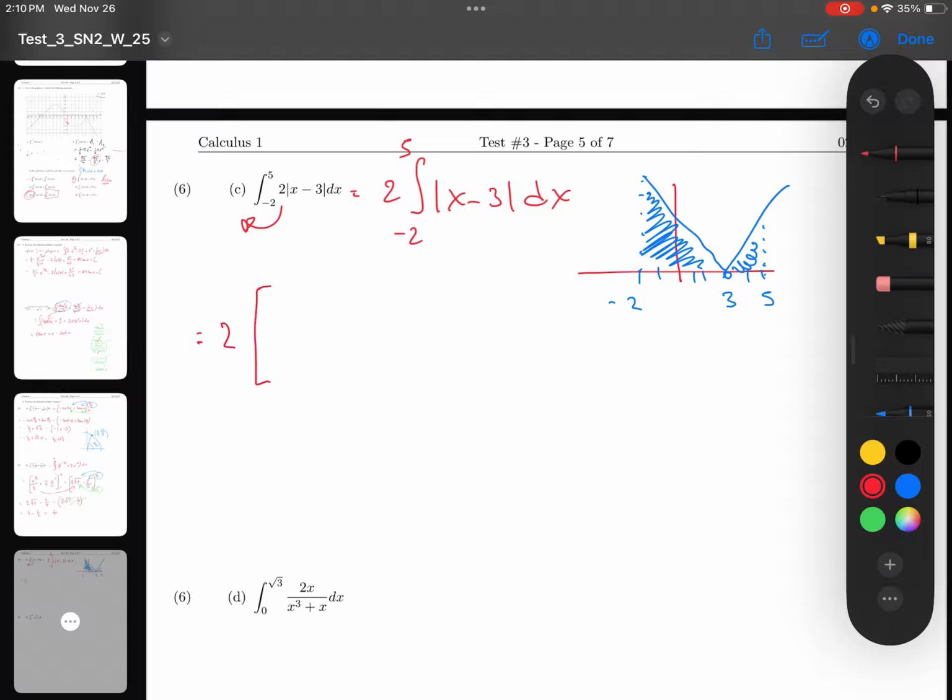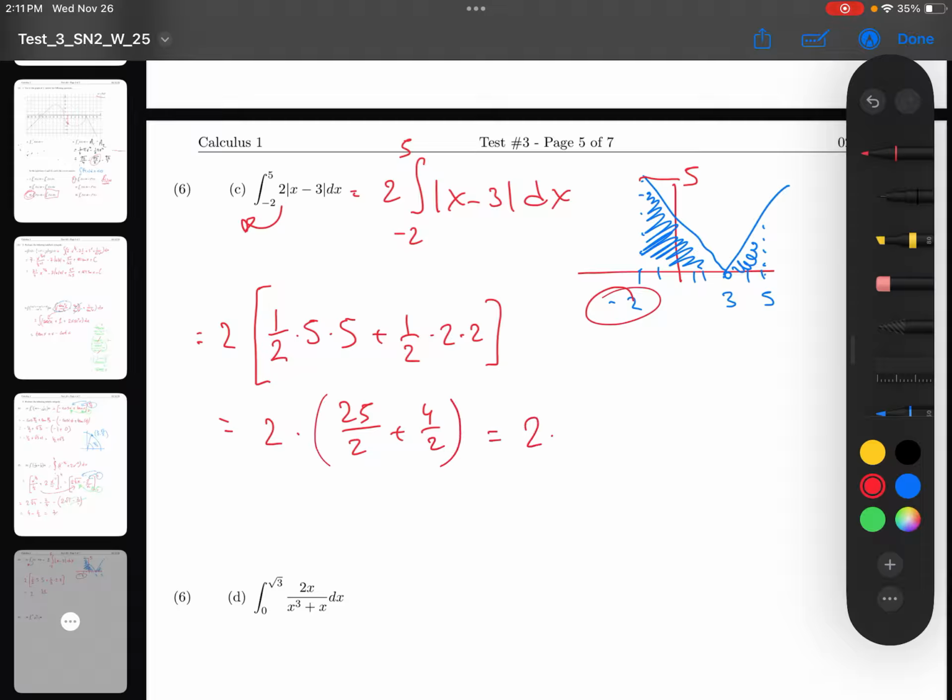So that's going to be 2 times the area of the first triangle, 1/2 times 5 units for the base times 5 units for the height. So this here is 5. How do I know that? Well, just plug in -2. -2 minus 3 is -5, in absolute value is 5. Plus the area of the smaller triangle, 1/2 times 2 times 2. So that's 2 times 25 over 2 plus 4 over 2, which is 2 times 29 over 2, which is 29.